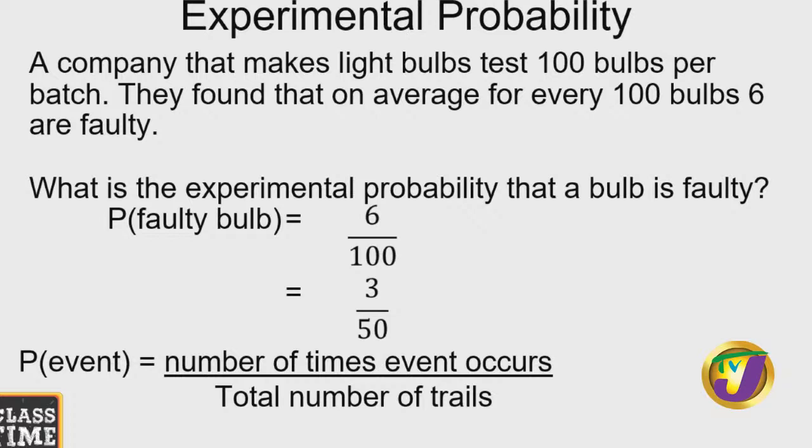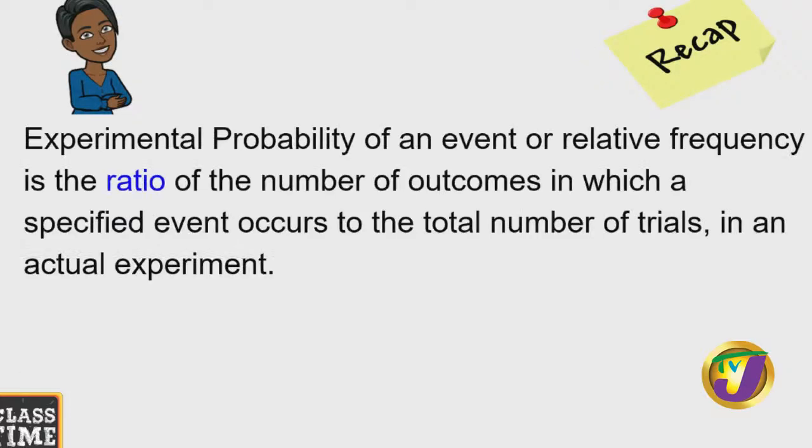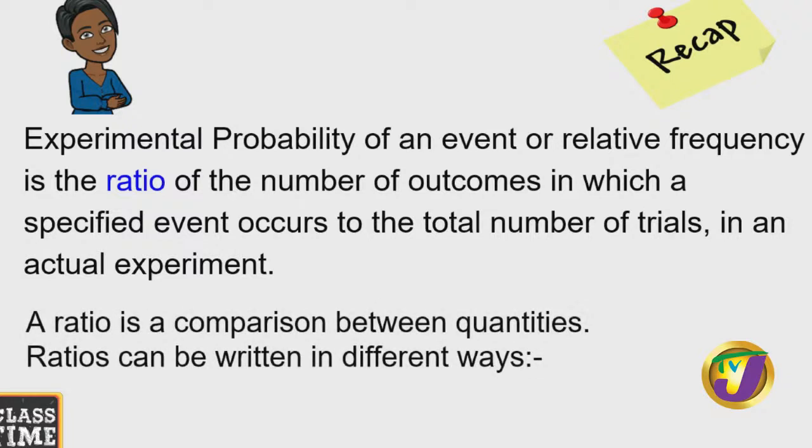Good. So let's just recap. Experimental probability of an event, or relative frequency, is the ratio of the number of outcomes in which a specified event occurs to the total number of trials in an actual experiment. So remember now, this is looking at experimental probability. And the ratio, for those of us who don't remember, is a comparison between quantities. Ratios can be written in different forms. Here we have 3 different ways we can write ratios: 2 to 3, we can use a colon, we can use the word "to", or we can represent it like a fraction. Yes, that's good.